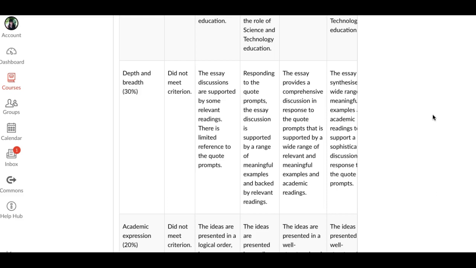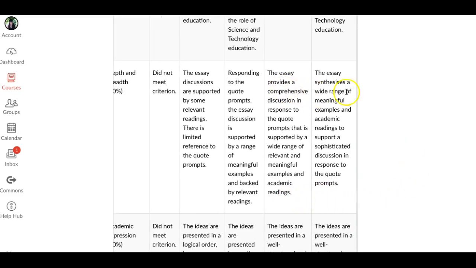We don't want whole lesson plans in there, just a couple of examples to support what you're writing. So for a distinction, the essay provides a comprehensive discussion in response to the quote prompts that's supported by a wide range of relevant and meaningful examples and academic readings. For a high distinction, the essay synthesises a wide range of meaningful examples and academic readings to support a sophisticated discussion in response to the quote prompts.